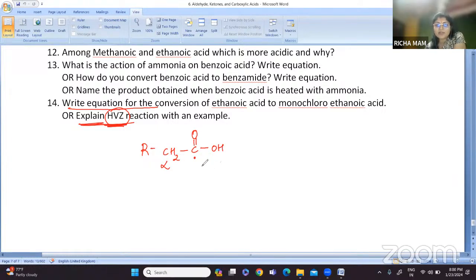When you treat a carboxylic acid having an alpha hydrogen with a dihalo compound, you can take either chlorine or bromine, in the presence of red phosphorus, and we are treating it with water.